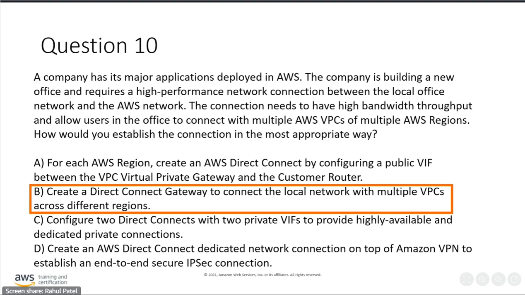Okay. So the question is: a company has its major application deployed in AWS. The company is building a new office and requires a high performance network connection between the local office network and the AWS network. The connection needs to have high bandwidth throughput and allow users in the office to connect with multiple AWS VPCs of multiple AWS regions. How would you establish the connection in the most appropriate way? So we can create a Direct Connect gateway to connect the local network with multiple VPCs across different regions. This is something that we can use here.